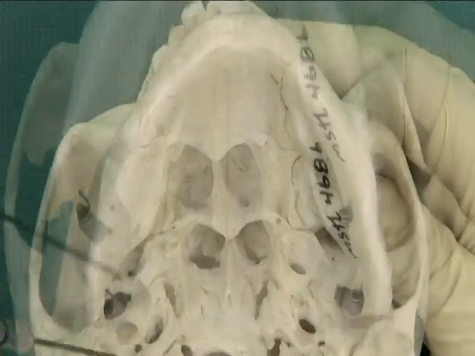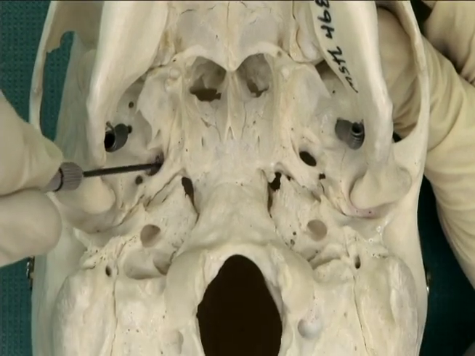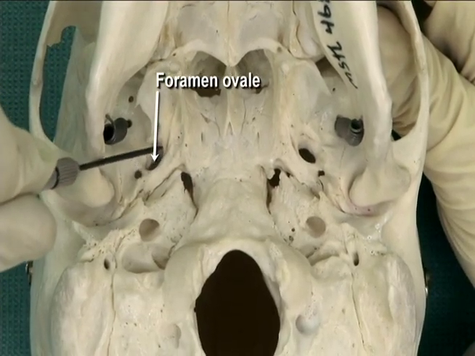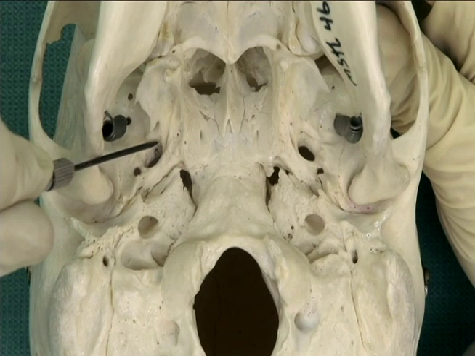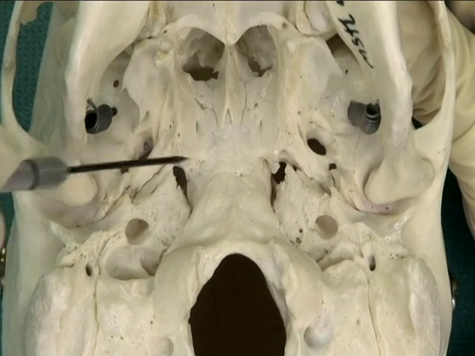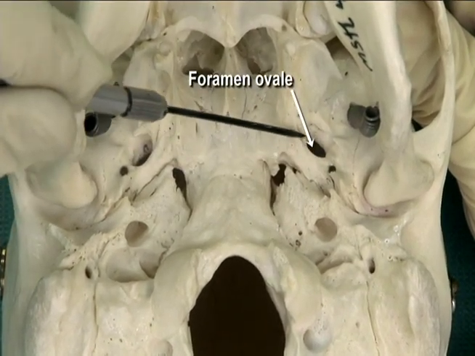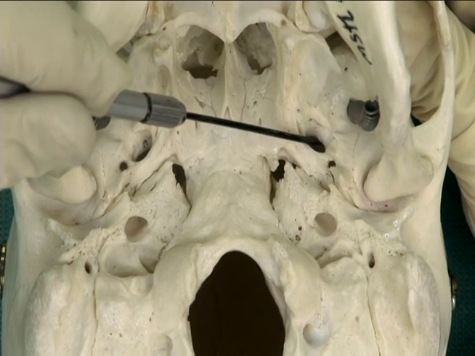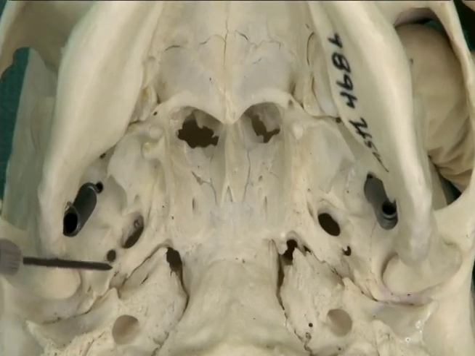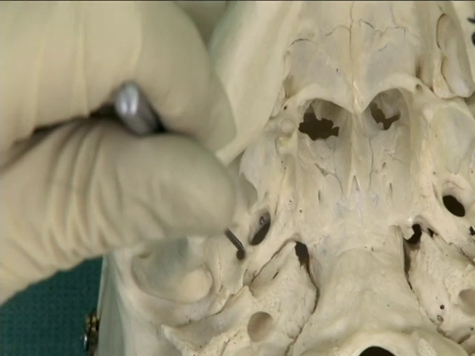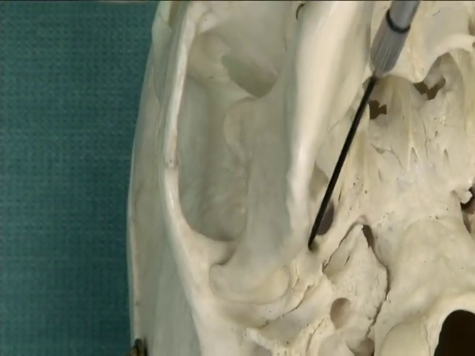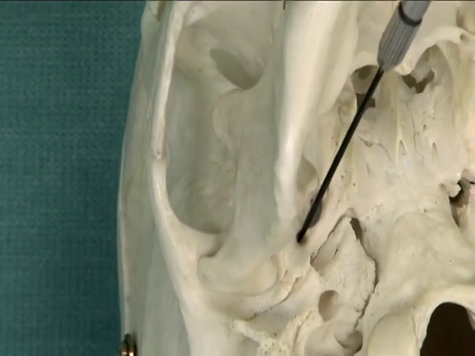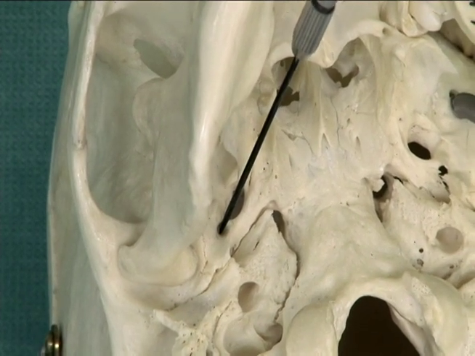Moving laterally, identify the foramen ovale, an oval foramen that transmits the third division of the trigeminal nerve, the mandibular nerve, and the lesser petrosal nerve. Immediately adjacent to the foramen ovale, note the foramen spinosum, which transmits the middle meningeal vessels.